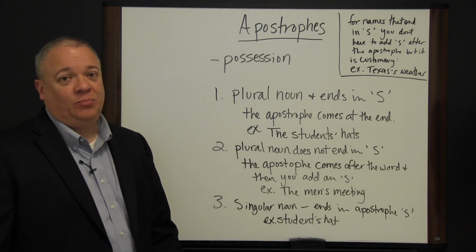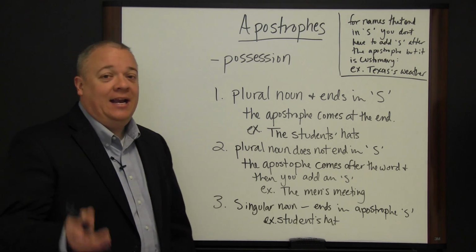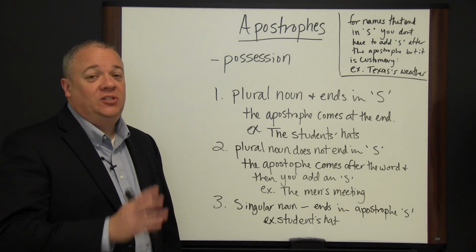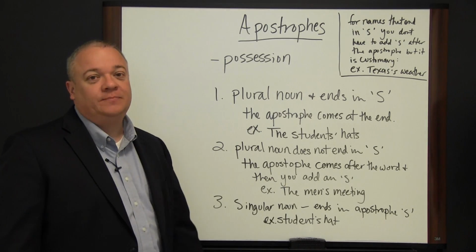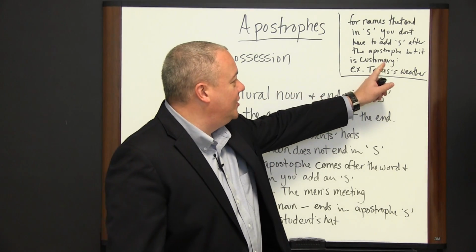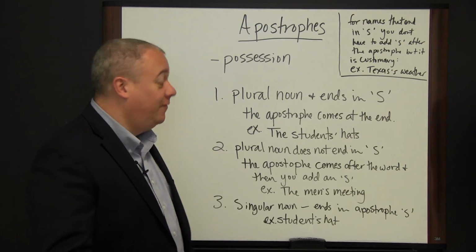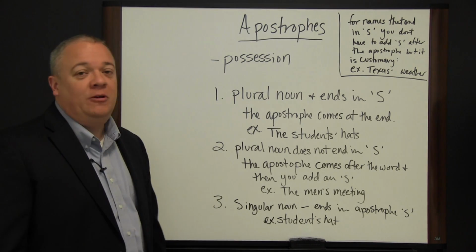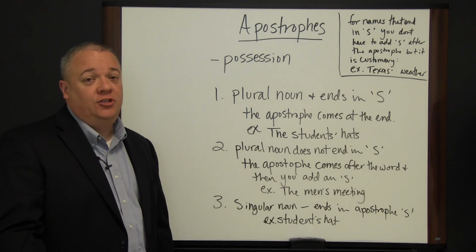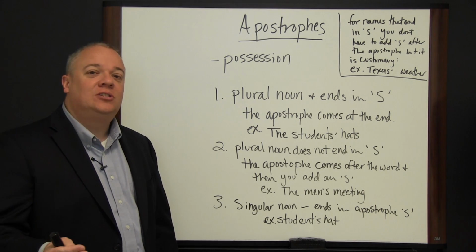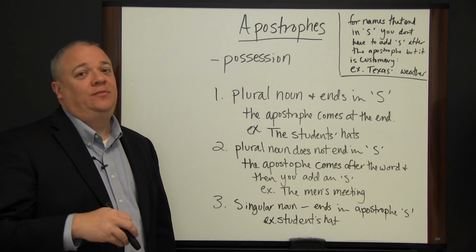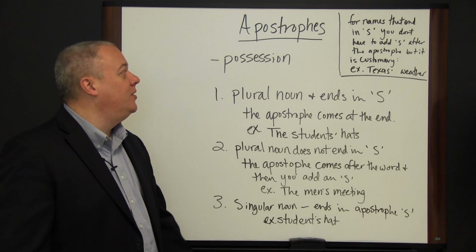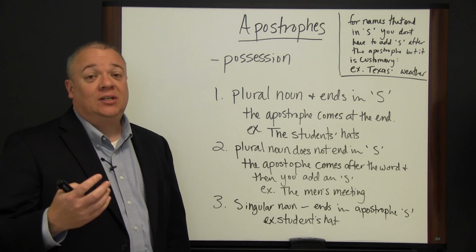For names that end in S, proper names, things like that, you don't have to add another S at the end, but it is customary to do so. So when you talk about the Joneses' house or Texas's weather, the way you do it is the word Texas, apostrophe S, weather. Now it would be acceptable if you just put Texas, apostrophe, weather, and people would know it means Texas's weather. And the same with Jones. The Joneses' house, you would put Jones apostrophe S, or you could put Jones and then apostrophe. Either would be acceptable, so it's not required to put the extra S, but it is customary.